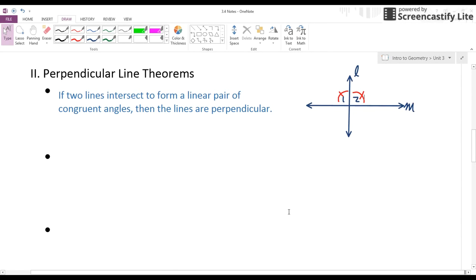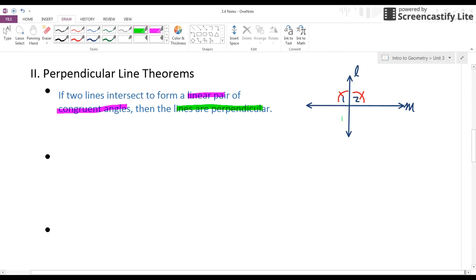Okay, so this first theorem: if two lines intersect to form a linear pair of congruent angles, then the lines are perpendicular. So if you look at the hypothesis in this conditional statement, there's two things that we need to happen. We need to have a linear pair and they need to be congruent angles. So if you're given this, then we can conclude that the lines are perpendicular.